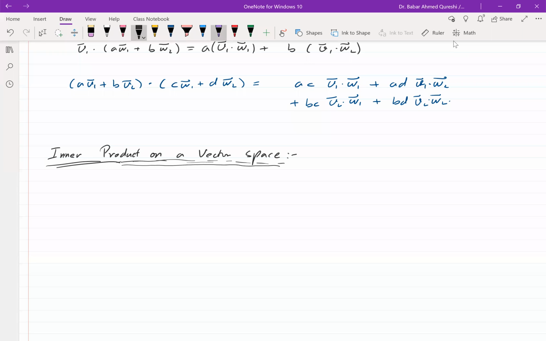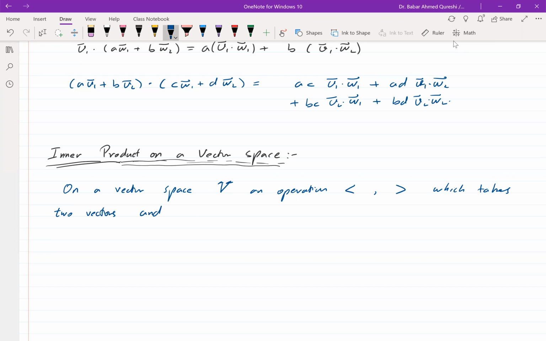So I say that on a vector space V, it doesn't have to be these geometric vectors, any vector space V, an operation which takes two vectors and gives a number is called an inner product if these properties hold. So what are the properties? I just generalize all those things which I had written above.